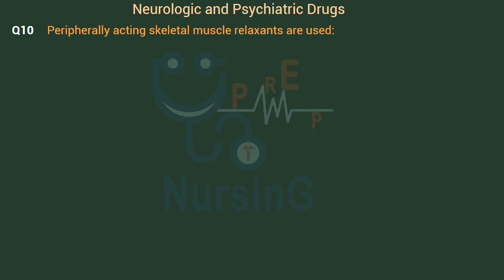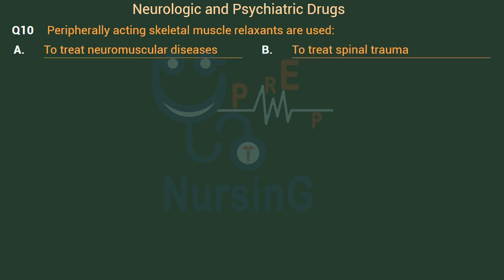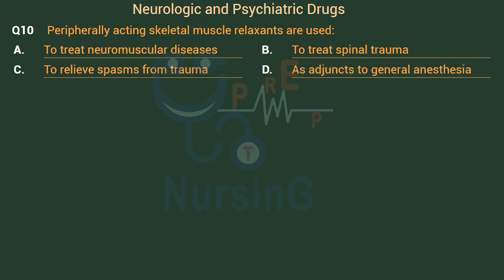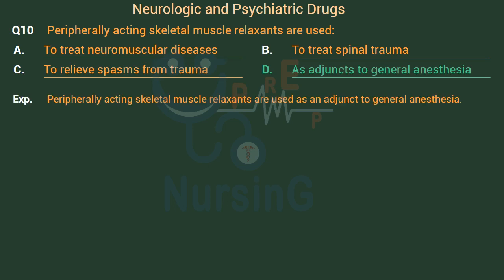Peripherally acting skeletal muscle relaxants are used: Option A. To treat neuromuscular diseases. Option B. To treat spinal trauma. Option C. To relieve spasms from trauma. Option D. As adjuncts to general anesthesia. Right answer is Option D. As adjuncts to general anesthesia. Peripherally acting skeletal muscle relaxants are used as an adjunct to general anesthesia.